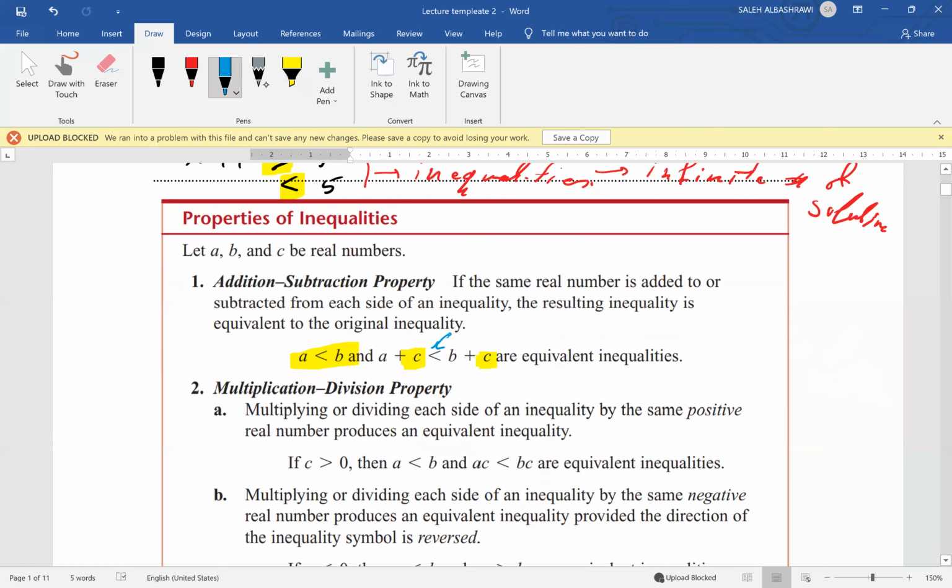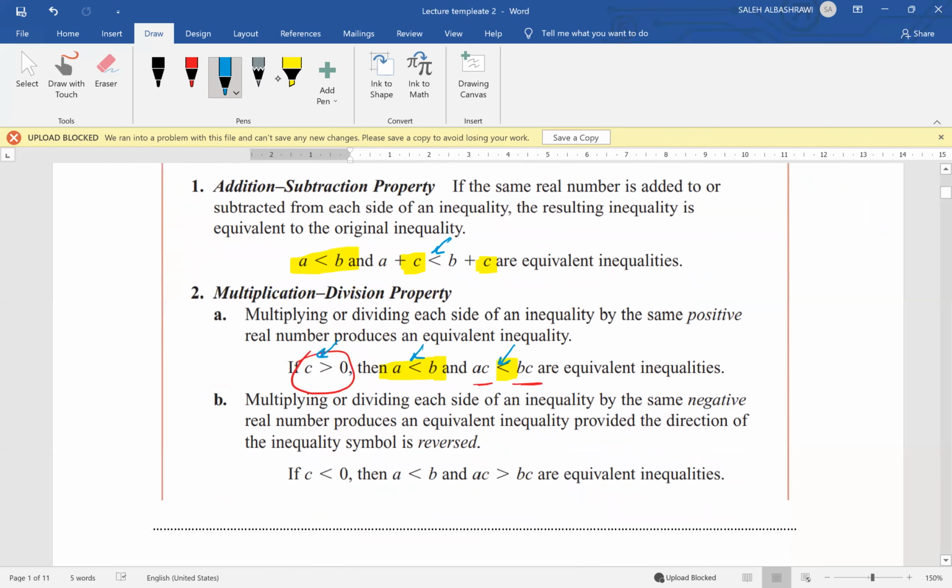For the second one, multiplication division property. If we have A less than B and a constant C greater than 0, then A times C will be less than B times C. No change in the sign. Less than will stay less than. This is if the constant multiplied by the inequality is positive. If C is greater than 0, then AC will be less than BC.